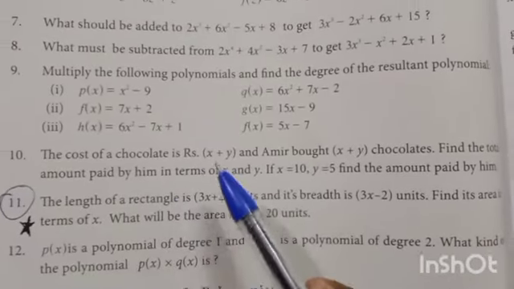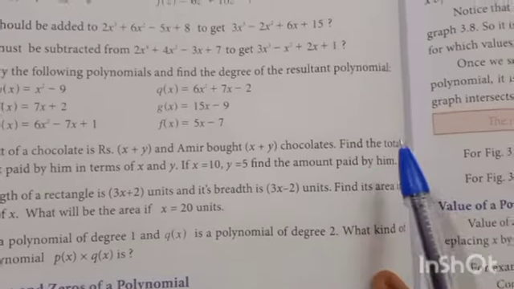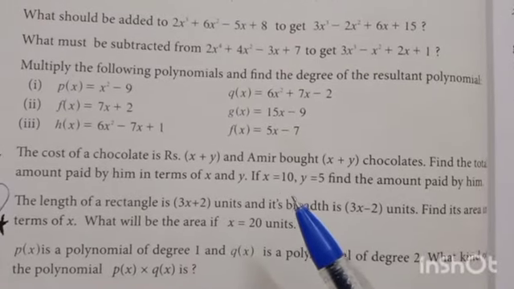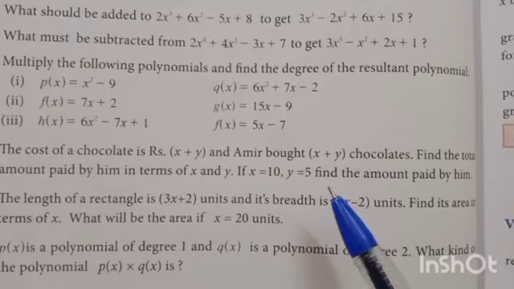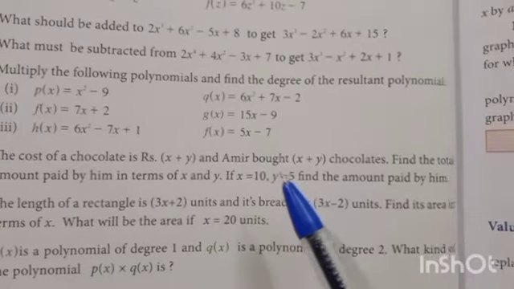10th problem. The cost of a chocolate is rupees x plus y and Amir bought x plus y chocolates. Find the total amount paid by him in terms of x and y. If x is equal to 10, y is equal to 5, find the amount paid by him.